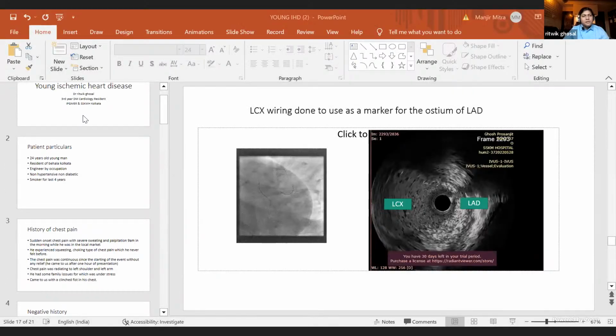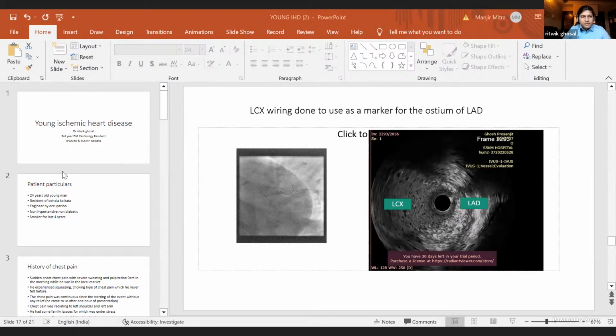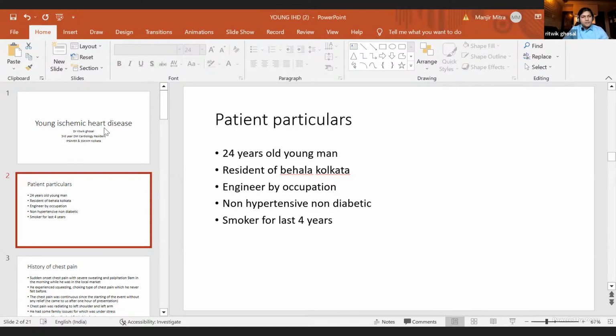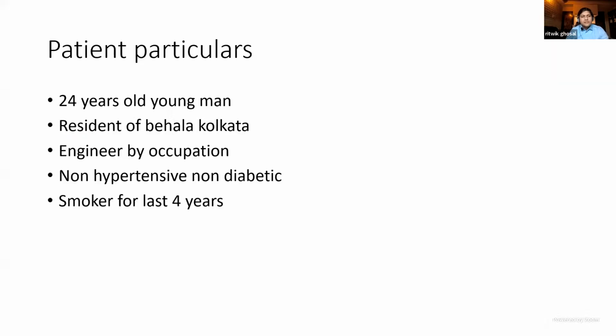Sir, I'll be presenting one case, and after that it will be an image-based case where I'll be discussing the case in a case. My case is a 24 years old young man, resident of Behala, Kolkata, engineer by occupation. He was non-hypertensive, non-diabetic, and he was a smoker for the last 4 years.